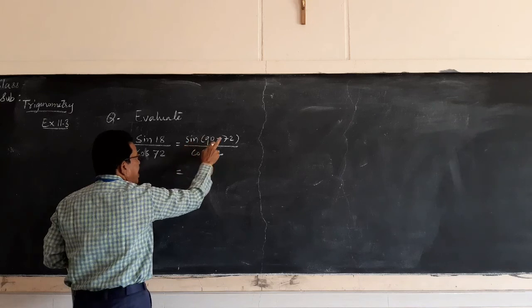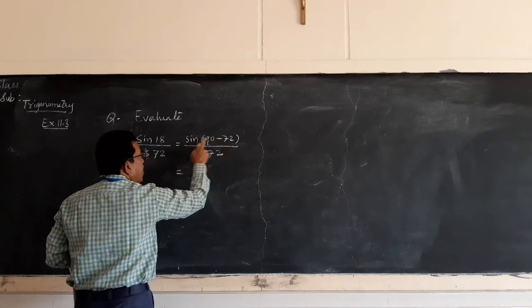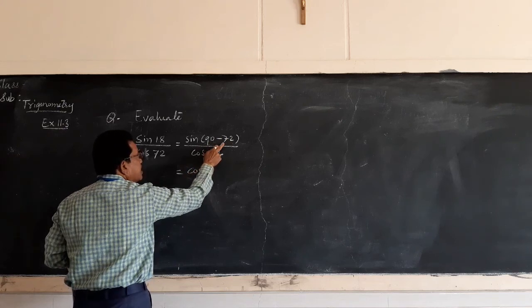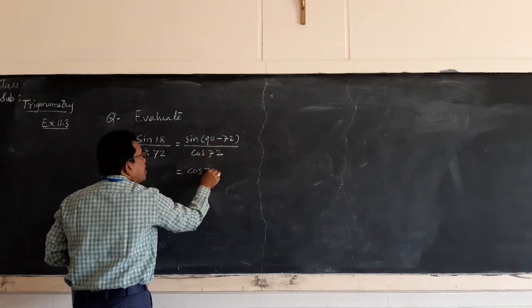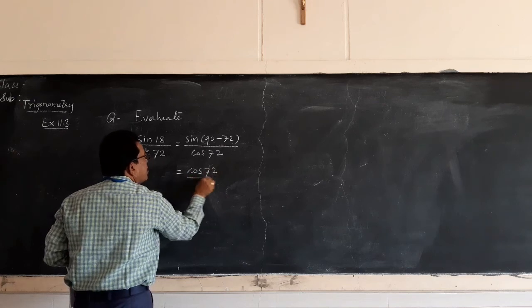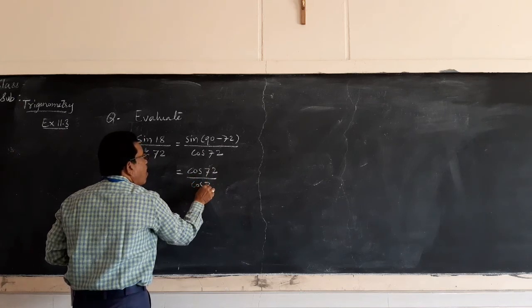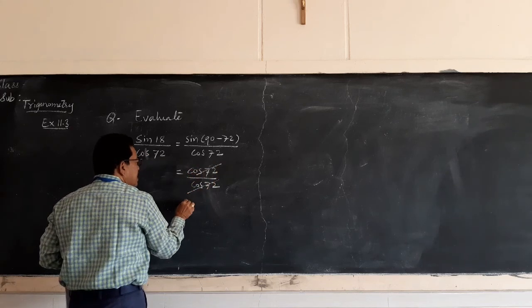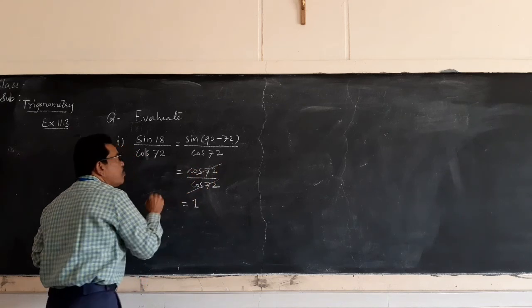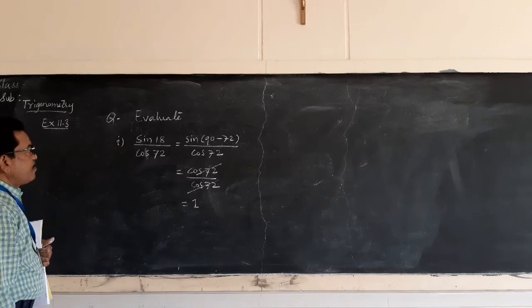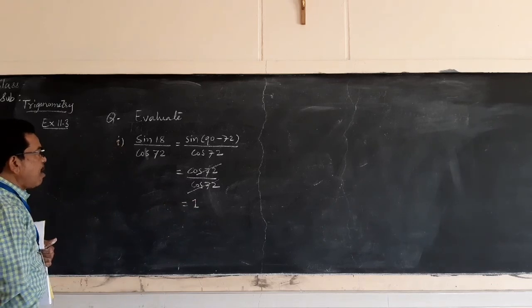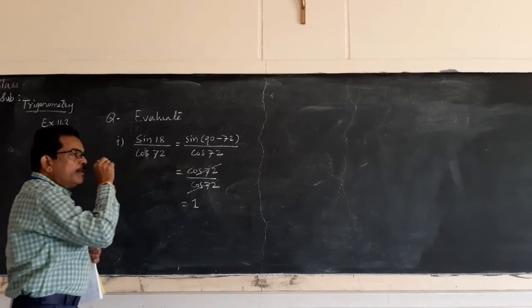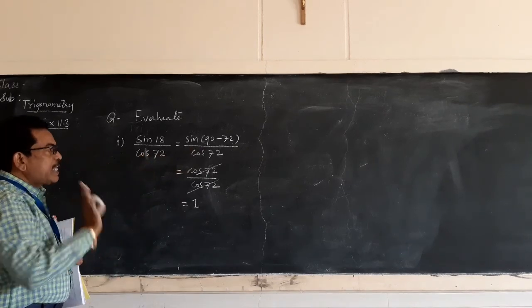See, sine of 90 minus A or sine of 90 minus theta is cos theta. Instead of theta we can put 72: cos 72 divided by cos 72. Cos 72 gets cancelled, that is equals to 1. Sine of 90 minus theta is cos theta, the denominator is being kept the same.